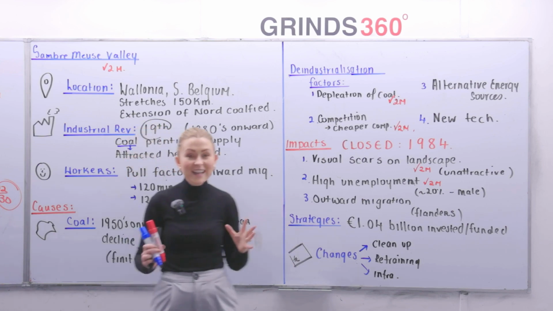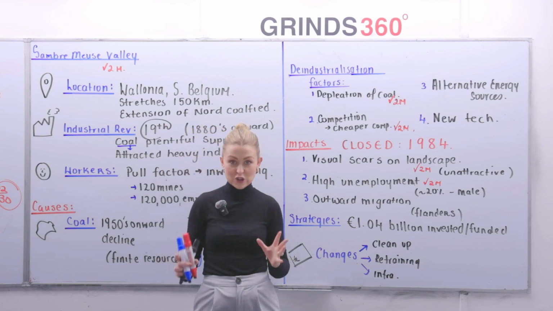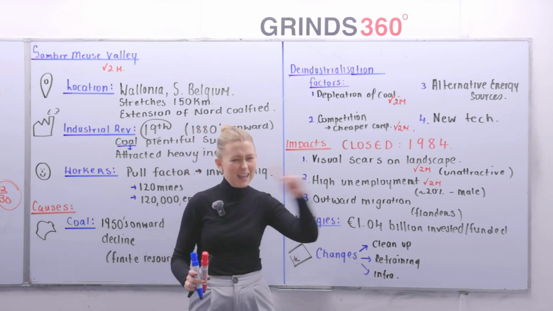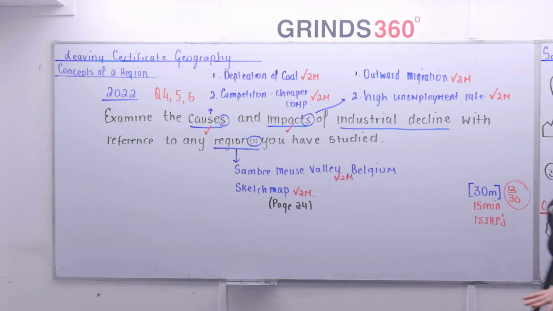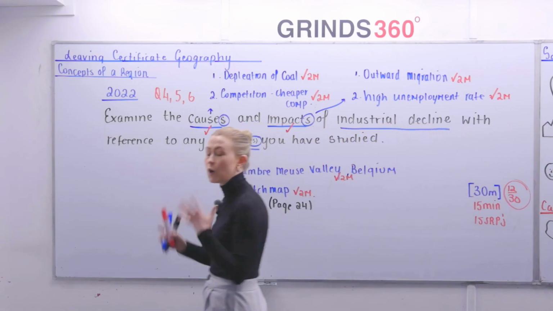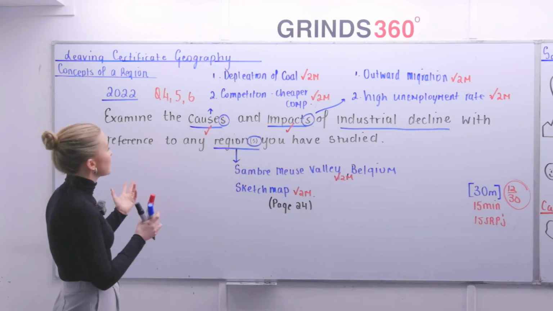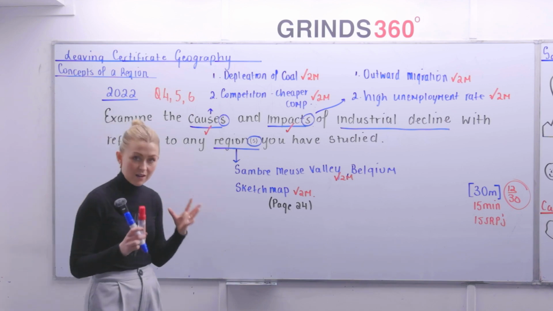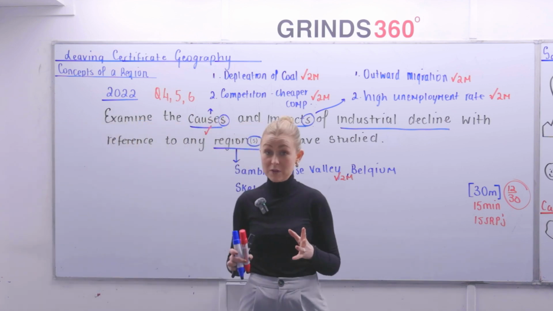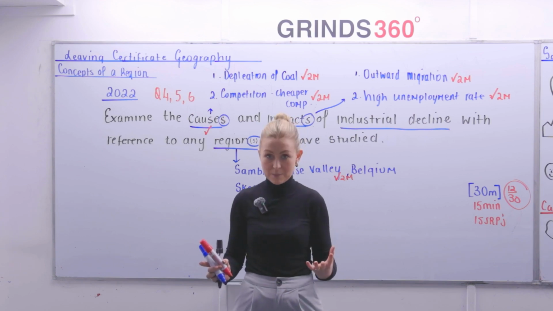Now guys, that is our region of industrial decline, the Sambre-Meuse Valley. Let's look back at the question. My question is over here. What did they ask me? They said examine the causes and the impacts of this region of industrial decline. Our region of industrial decline, Sambre-Meuse Valley, we gave our causes, we gave our impacts.